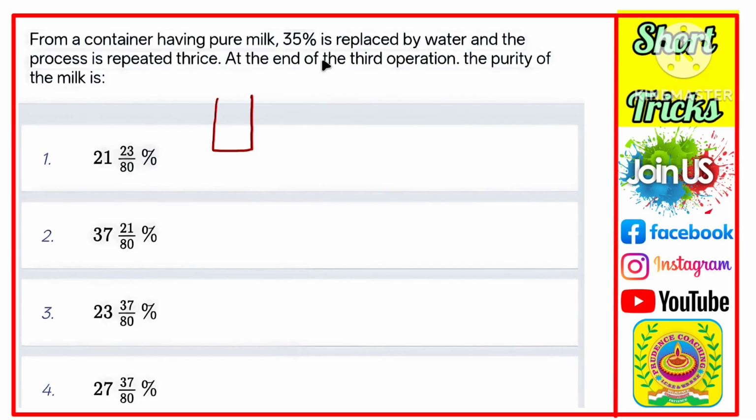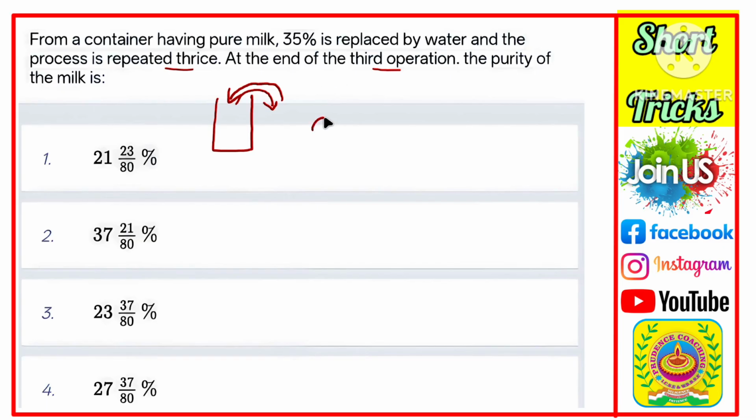35% is replaced by water. That means 35% of the milk is taken out, and instead of that, 35% of the same amount of water has been added. The process is repeated thrice, so 3 times the process has been repeated. Next, it is asked: at the end of the third operation, means after the third time it was replaced, the purity of milk is, means how much percentage of pure milk is there in that particular container, that you are asked to find out.